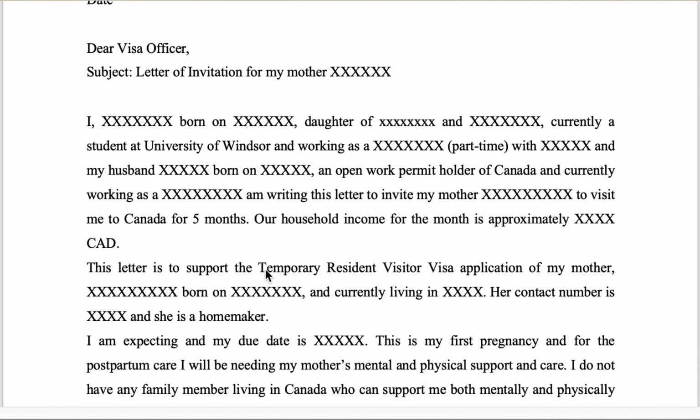Here you have to mention that this letter is to support the temporary resident visitor visa application of my mother's name, born on my mother's date of birth, and currently living in country name. For me it will be Bangladesh. Her contact number is dash, so provide your mother's or your father's contact number over here. Do not forget to put your country code before the phone number. And she is a homemaker.